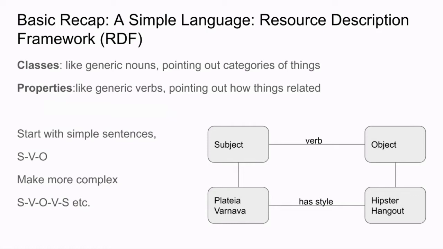So just to give a real world example, you might want to discuss Athens, and you could say Platia Varnava. It would probably be underneath a class like places, and then you might have a property to describe places, like their style, and then you might have another class which is a typology of styles, and one of those styles would be hipster hangout. So that's the kind of simple sentence you could make using RDF and an ontology to give you the classes and properties that define your domain of interest, your world of reference.